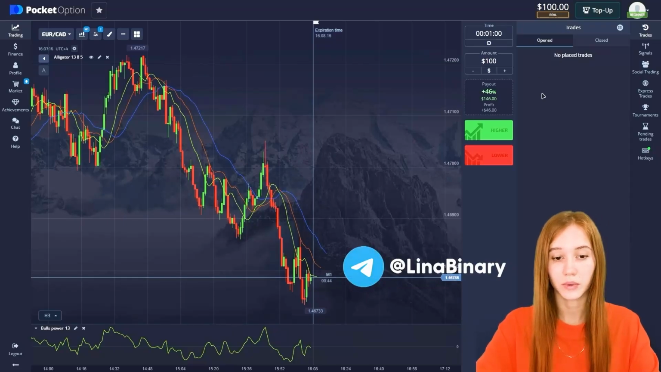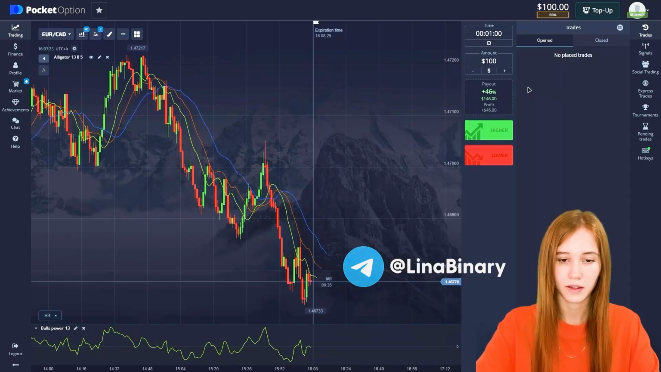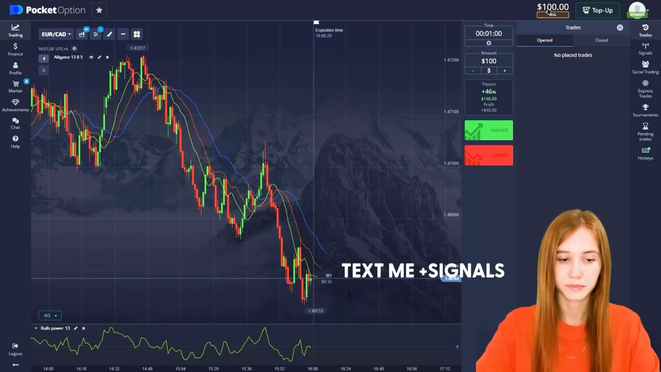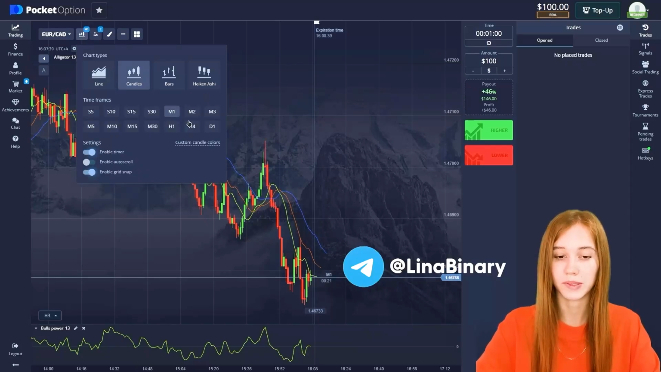So $100 is the deal amount for today. There will be minute trades, so let's start our trading. As I said, there will be minute trades, therefore we include the minute time frame and candles.